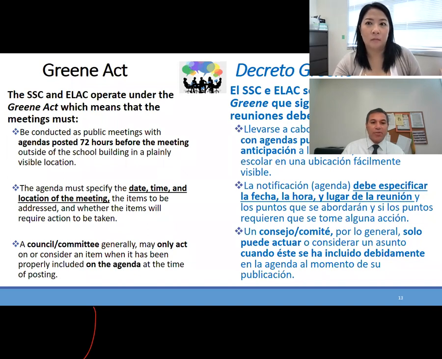Now, both councils operate under what's called the Brown Act. The Brown Act just means that we need to let our parents and pretty much the public know when we're going to have a meeting. On Friday, we went ahead and put this on our website, and then we posted this information on our social media after that, and of course, our agenda. And the agenda has the date, time, and location. And of course, because we are on Zoom, it also had the Zoom link.